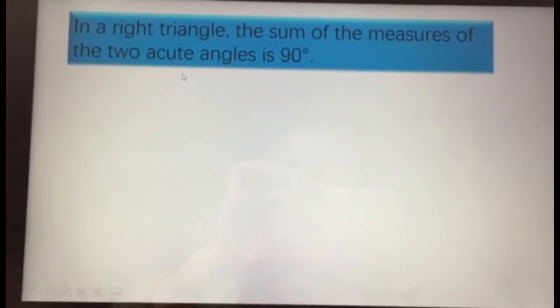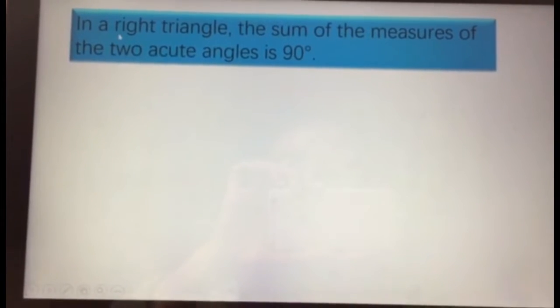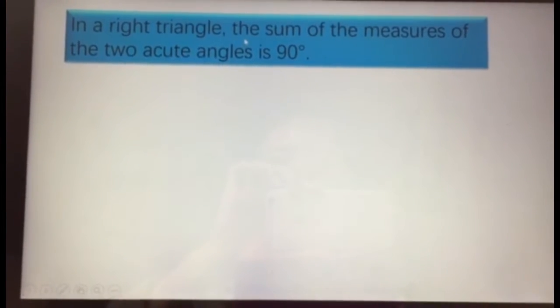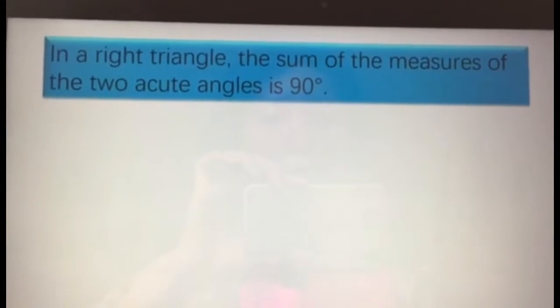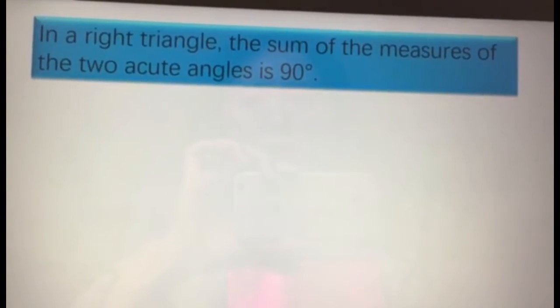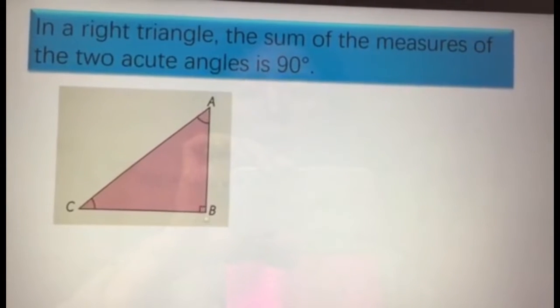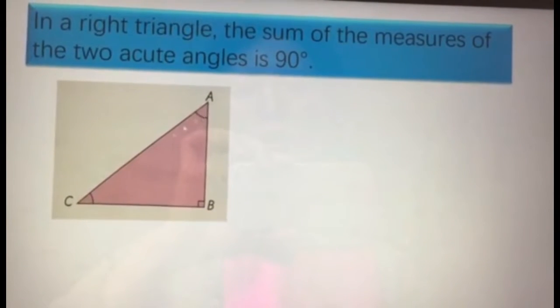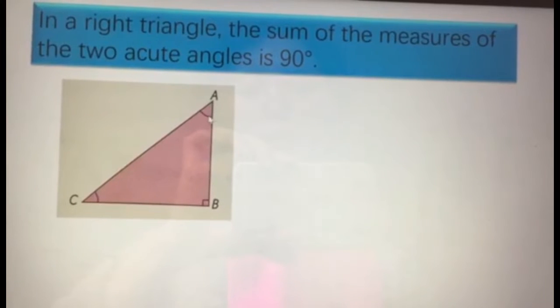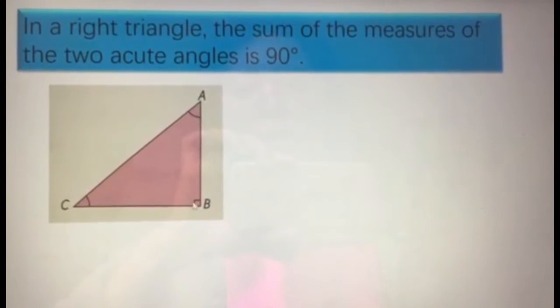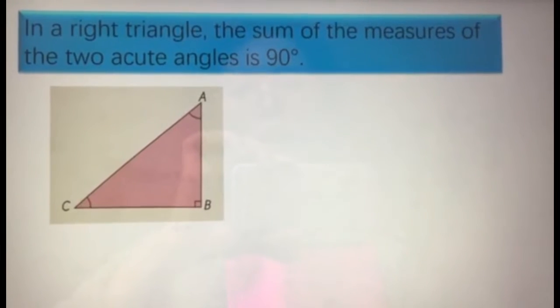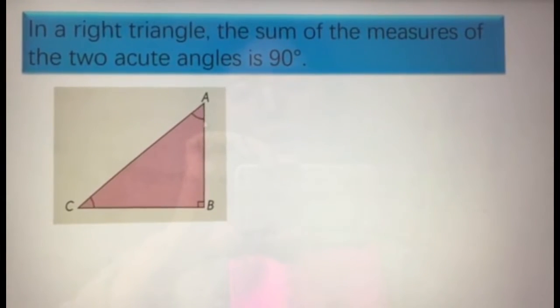First, right triangle. It says, in a right triangle, the sum of the measures of the two acute angles is 90 degrees. I hope you can see the words okay. What it means is, in a right triangle, there are two acute angles, and the sum of their measures is 90 degrees. It is very easy to understand because we know the sum of all three angles is 180 degrees.